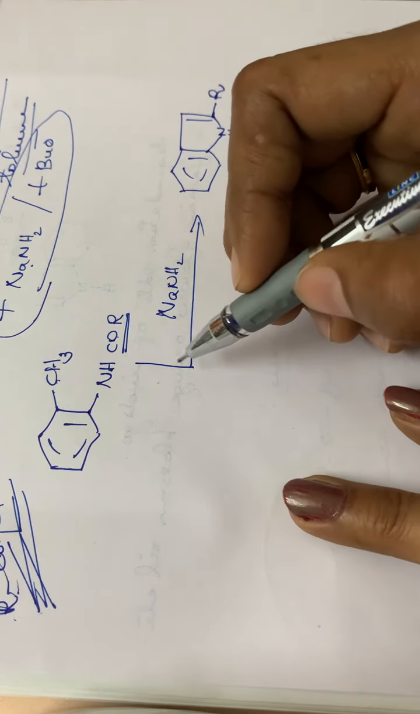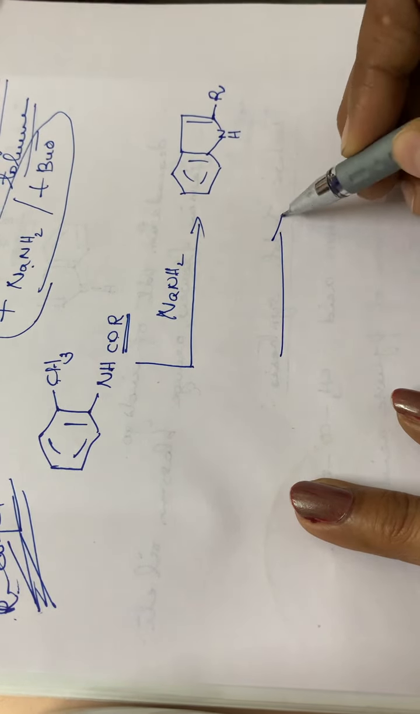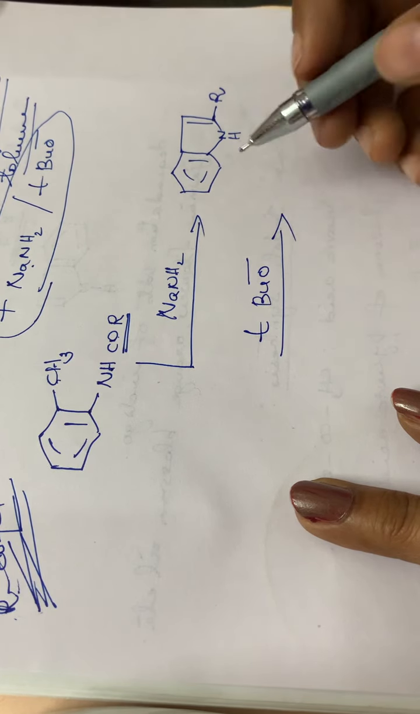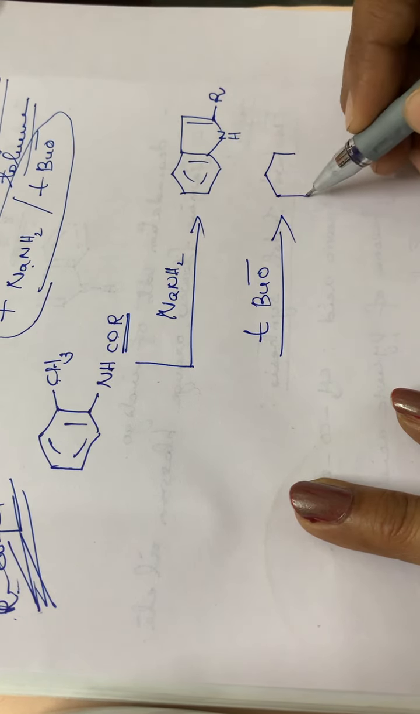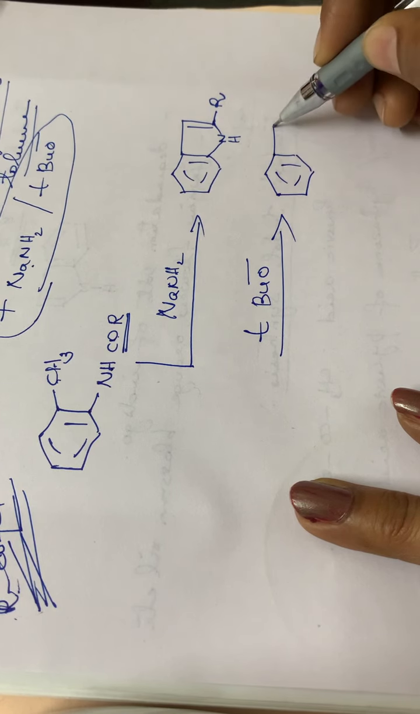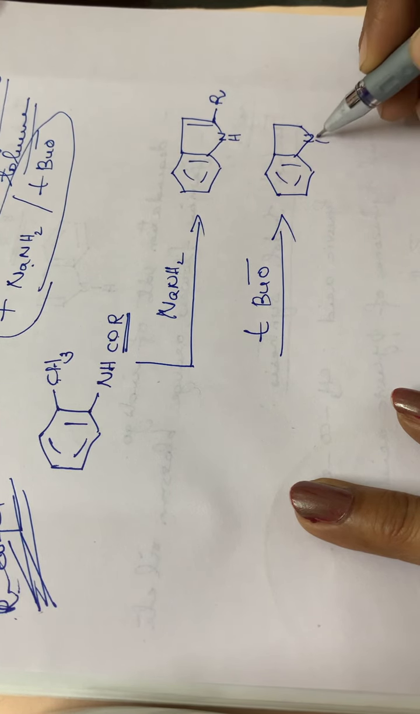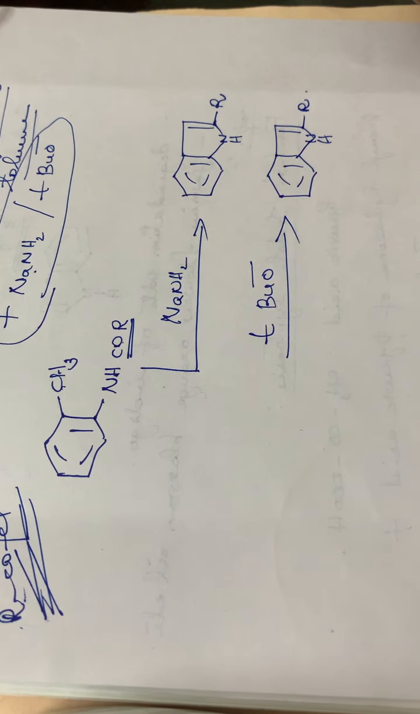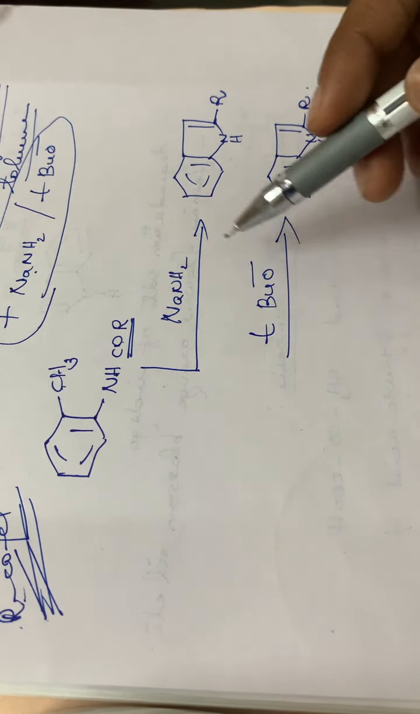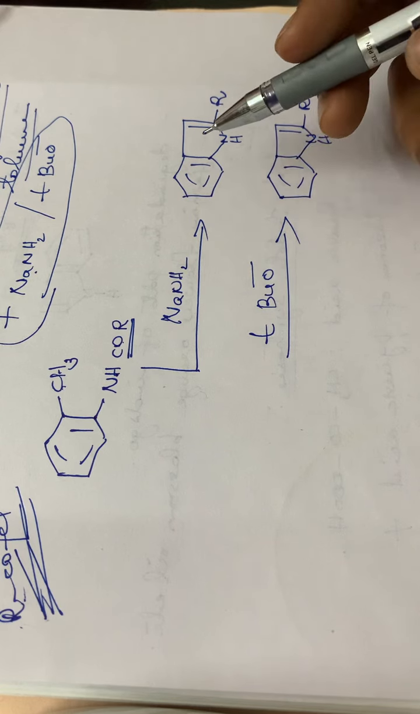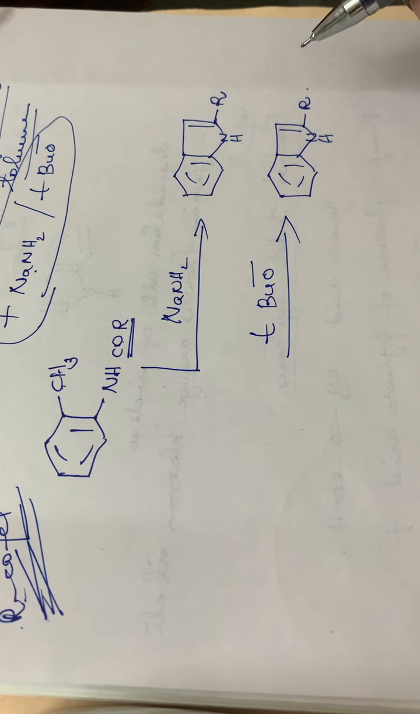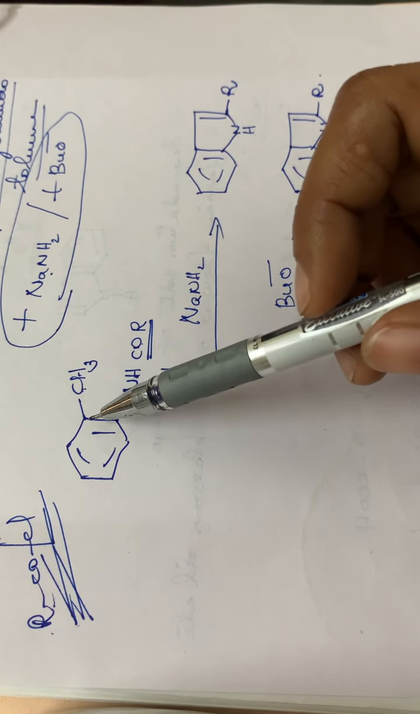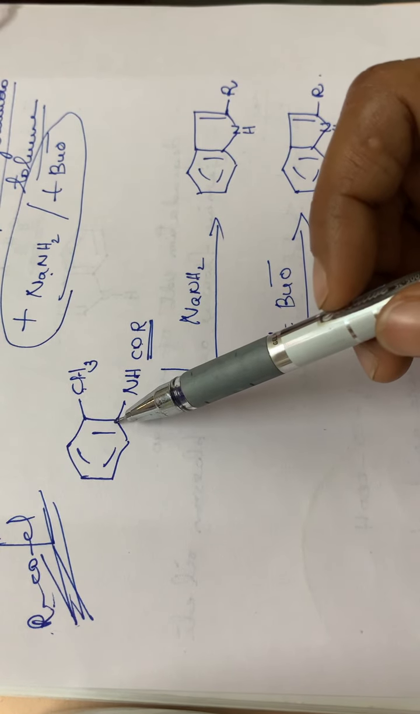Then the next reaction is with tertiary butoxide, t-BuO-. The same product is obtained: the benzene ring, then the 5-membered ring NH, then again R. Both of them give the same product. So whichever base we use, NaNH2 or tertiary butoxide, the product will be the same. Here the cyclization of the ring takes place. See, here we are using only one 6-membered ring.